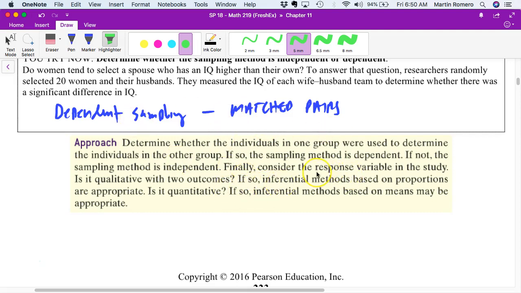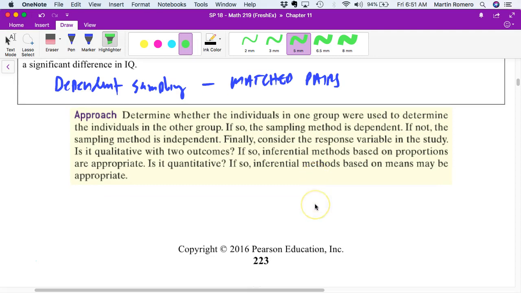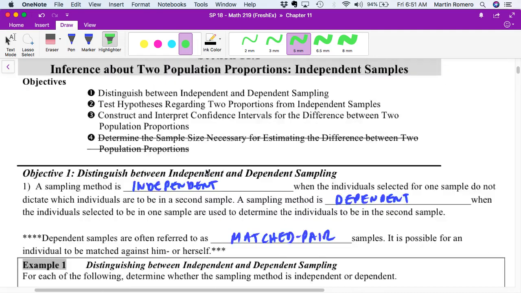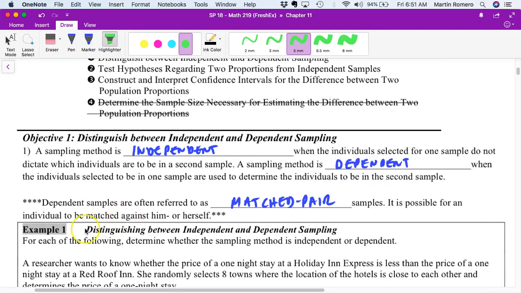And then if the response variable in the study is qualitative with 2 outcomes, more than likely it's a proportion test, because you're asking, did you do this? Yes or no? Is it true or false? Success or failure? And then quantitative is going to be a means. So just keep that in mind. Okay, so that's the first part of chapter 11.1.